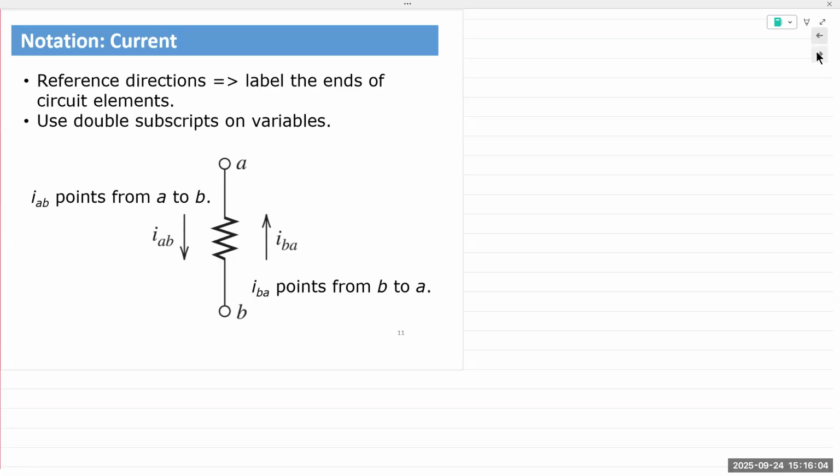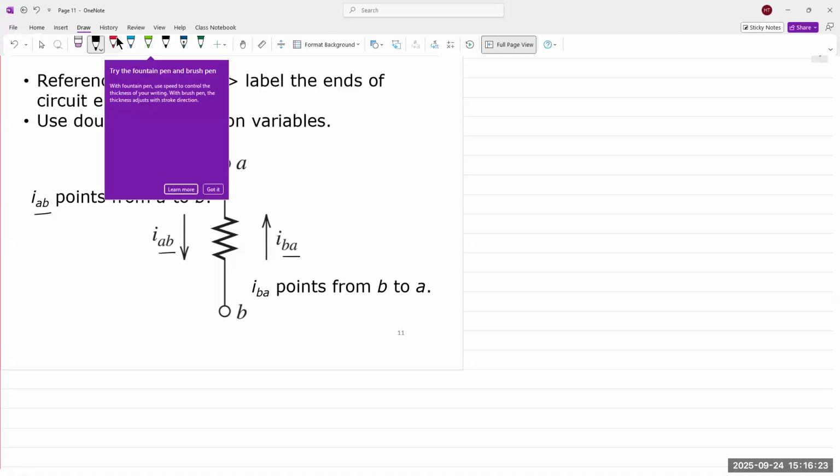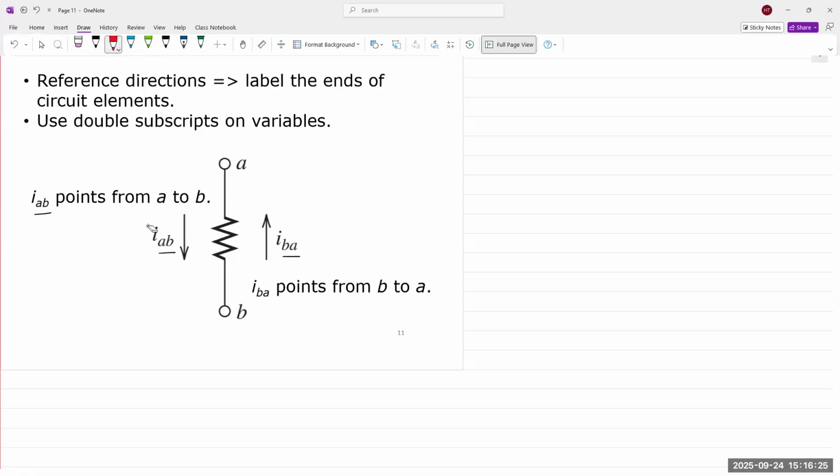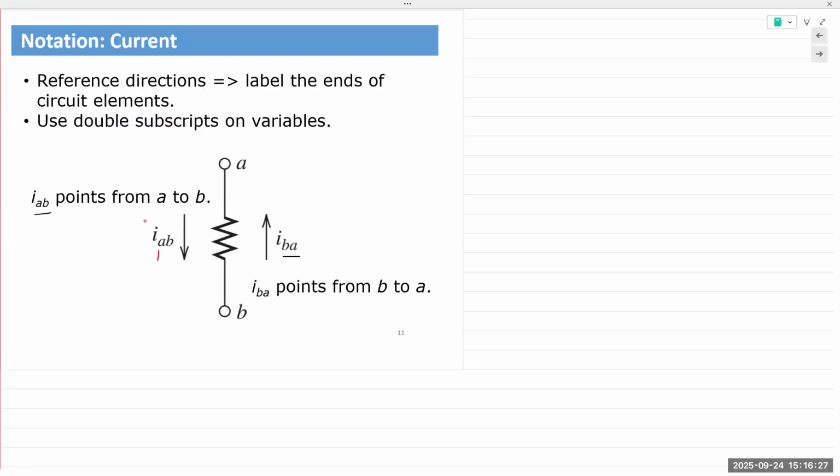In simple terms, if you have a double subscript notation like IAB or IBA, the first subscript is the origin point. Or if we are in a lab, we take a meter and connect it and measure the current, then the first subscript is positive, the second one is negative.